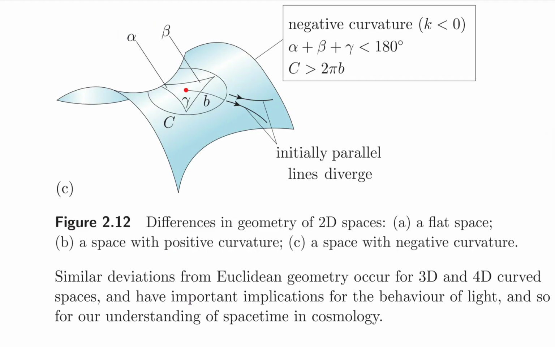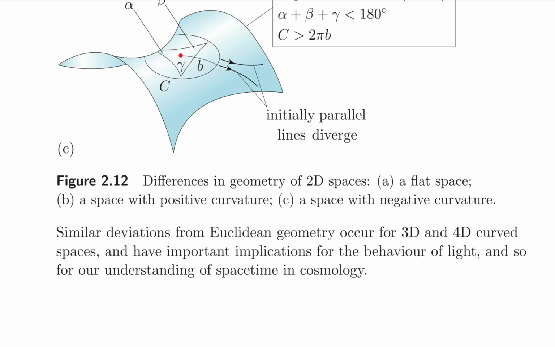Figure 2.12, differences in geometry of 2D spaces. A, a flat space; B, a space with positive curvature; C, a space with negative curvature. Similar deviations from Euclidean geometry occur for 3D and 4D curved spaces and have important implications for the behavior of light and so for our understanding of spacetime in cosmology.